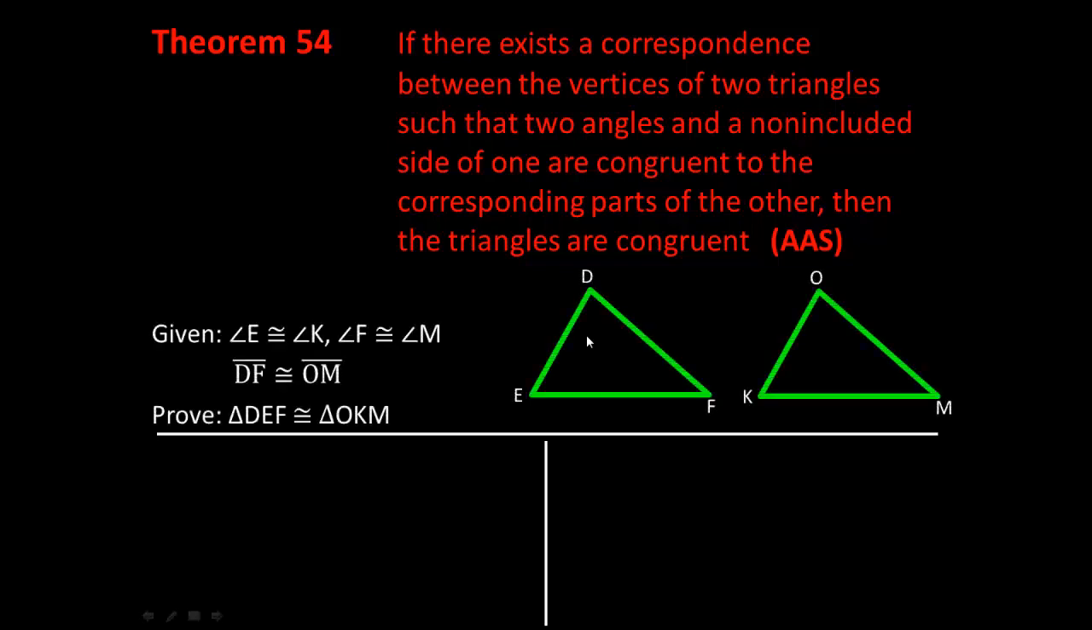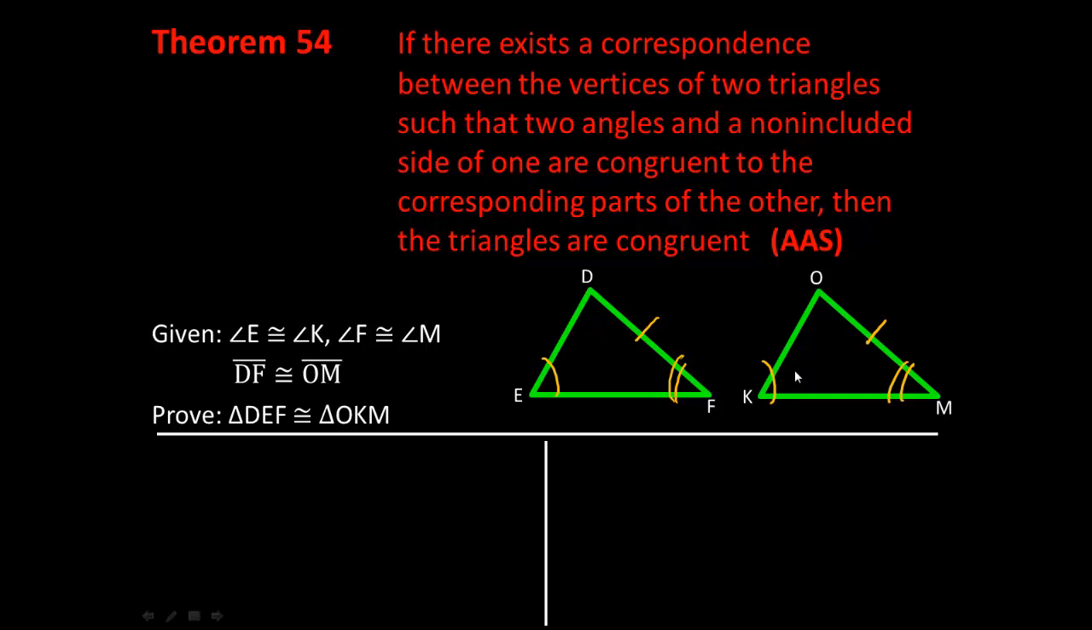So let's say I had these two triangles here. I'm given that angle E is congruent to angle K. Angle F is congruent to angle M. And DF is congruent to OM. I need to prove the triangle DEF is congruent to triangle OKM.